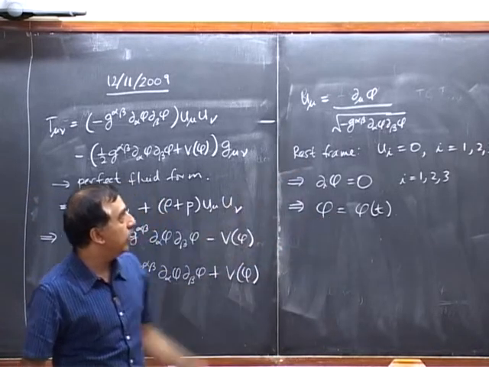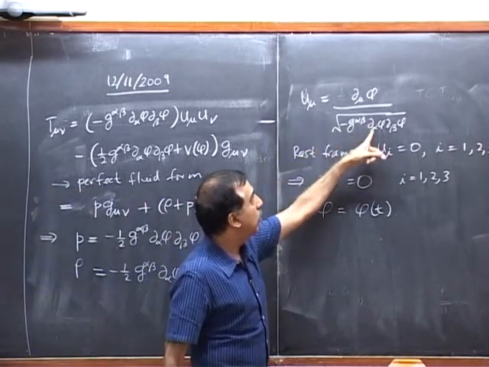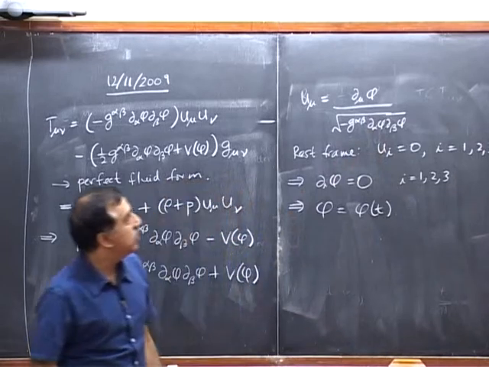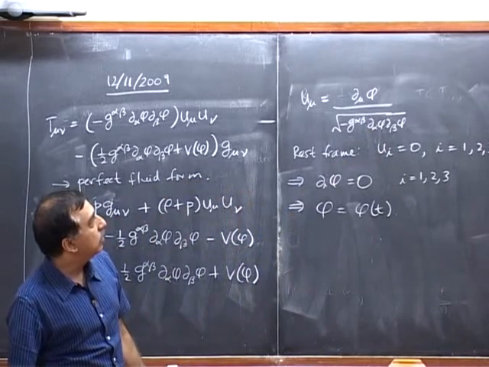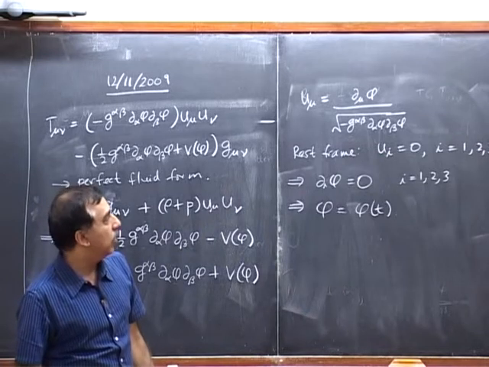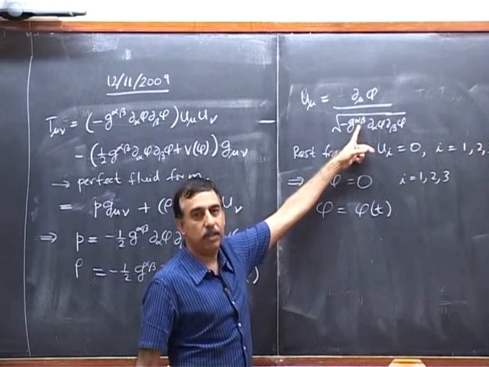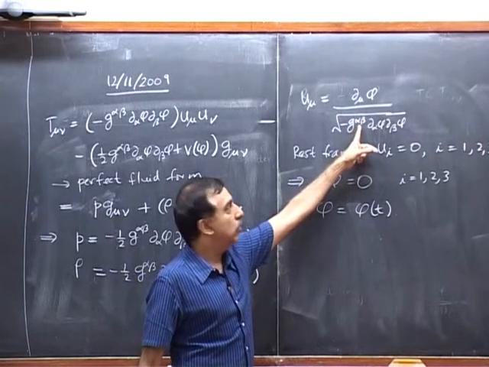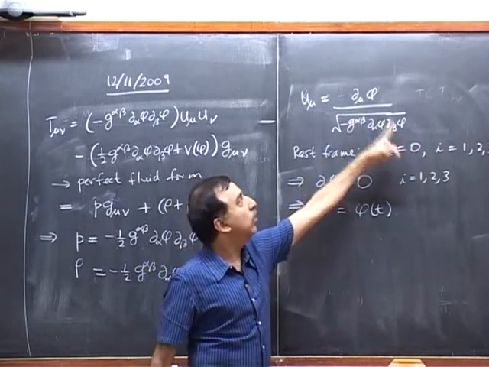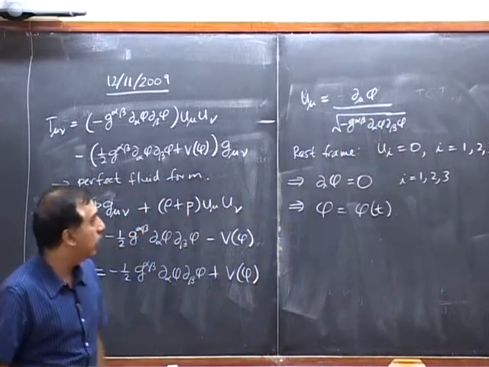But once we have this nice simplification, then first of all u indeed becomes of the form 1, 0, 0, 0, because u mu is phi dot upon square root of minus g00 phi dot squared, which is square root of phi dot squared. That's really one, because in co-moving coordinates g00 is minus 1. So this whole term reduces to phi dot, this also reduces to phi dot, and we get 1, because it has to be.